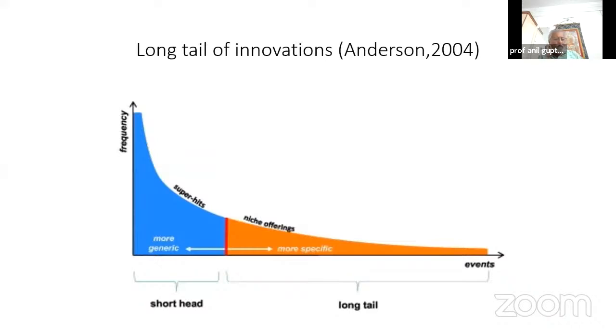Now there are 2 more models to be discussed. Long tail of innovation. What is the long tail? The long tail is that some innovations will diffuse very widely, some less, some less, some less. Some will go to niche, and some may not diffuse at all. That's the long tail. Not all ideas will diffuse widely. In Honeybee Network, that's our experience. Only a few innovations, maybe less than 10%, diffuse widely. 90% don't. They remain localized in those villages or that small region.